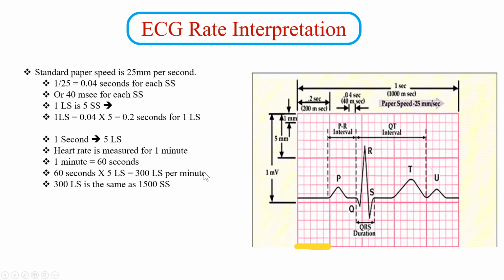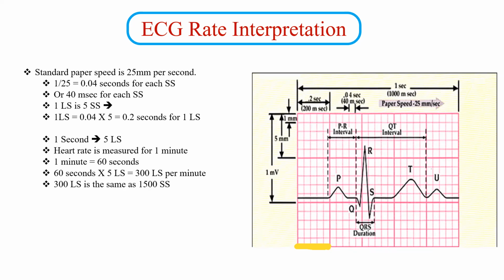Now, we remember that each large square has 5 small squares. So per minute, I'm ejecting 300 large squares, which is the same as 1,500 small squares, because 300 multiplied by 5 is 1,500. So, take home message: in 1 minute, the ECG machine is going to eject 300 large squares, or the same as 1,500 small squares.